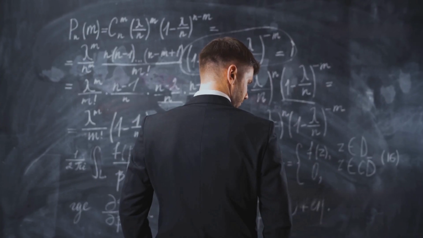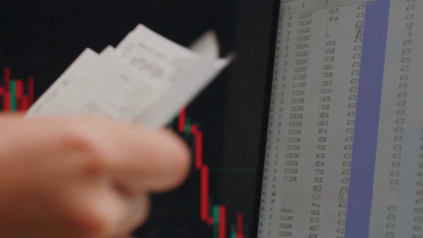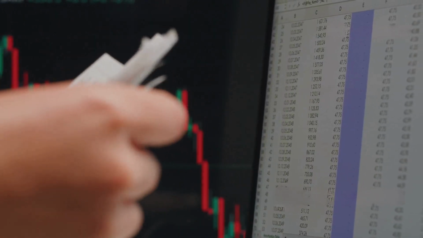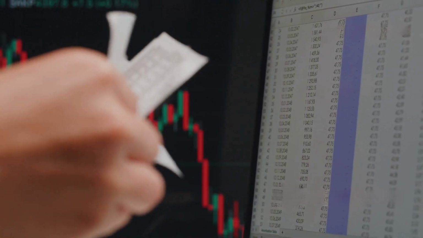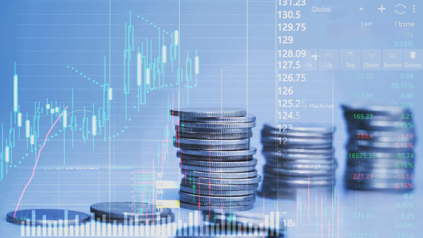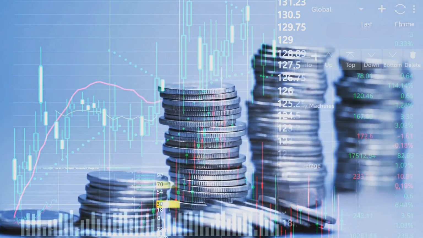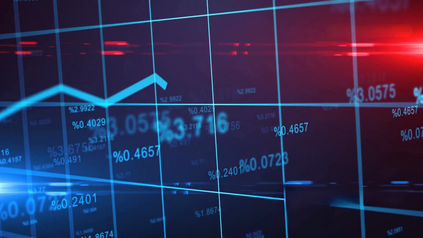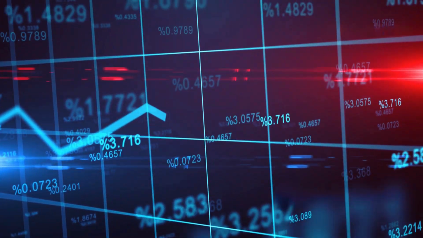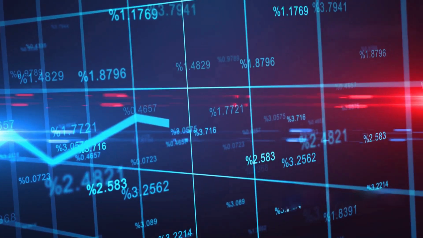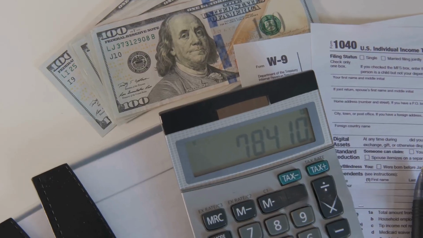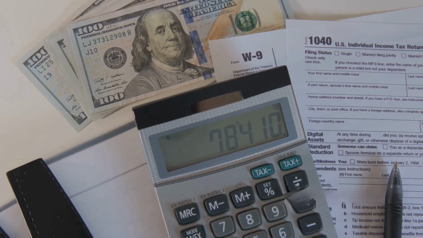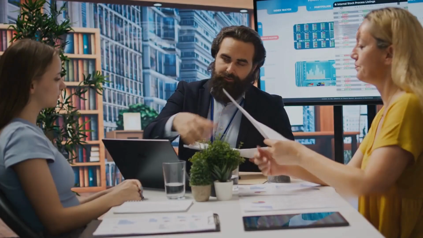Let's begin with the basics. What exactly is compound interest? Compound interest is the process by which interest is calculated not just on the initial amount of money, the principal, but also on the interest that has been added over time. This means that your interest earns interest, creating a snowball effect that can significantly grow your money or your debt over time. To put it simply, compound interest is interest on interest.